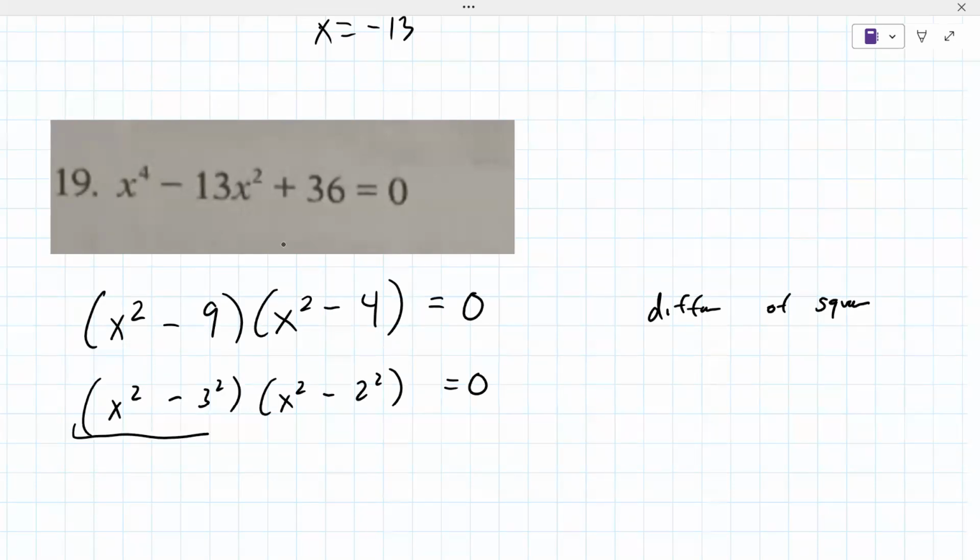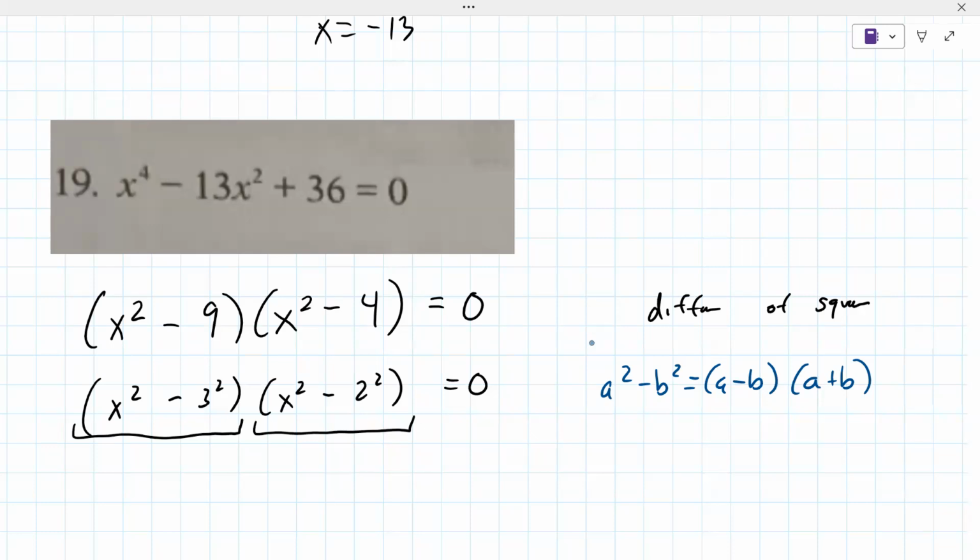Can you help me out by factoring each of these? Okay, just getting all this down. The factor. I'll even write the formula down over here: a squared minus b squared becomes a minus b, a plus b. Let's see.